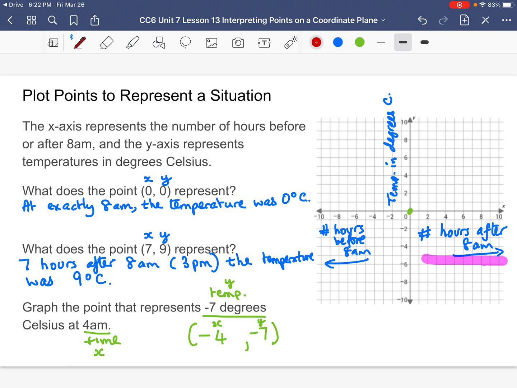I'm going to use red. Negative 4 on the x-axis is here. Negative 7 on the y-axis is here. So I'm just going to draw some dotted lines down to here. Yes, that's it. So here it's negative 4, negative 7, and I'm going to erase some of my markings just to tidy up the graph. Negative 4, negative 7.